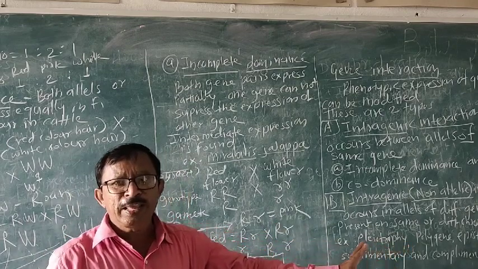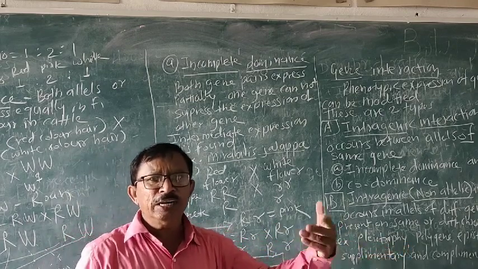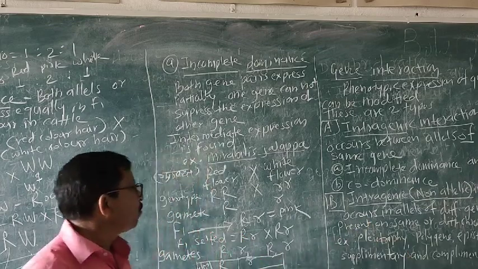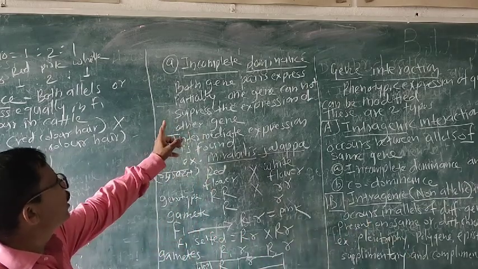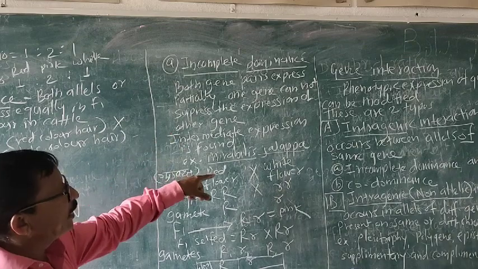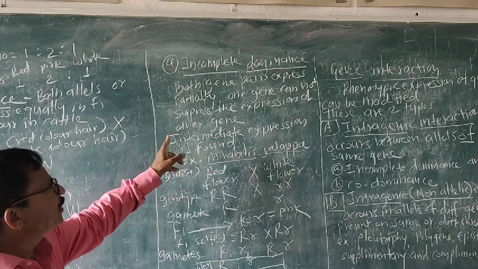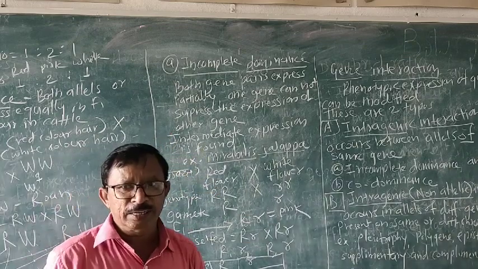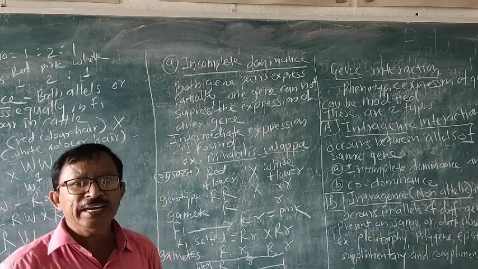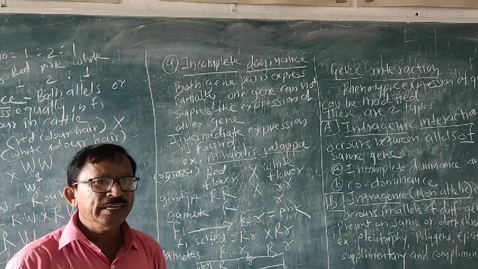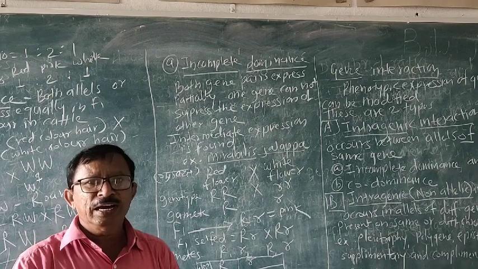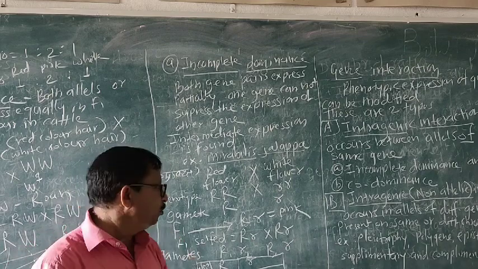A separate appearance of the color, or expression of the color, we will find, and this is called both gene pairs express partially. One gene cannot suppress the expression of the other gene. एक जीन दुसऱ्याच्या कॅरेक्टरला सप्रेस करत नाही, दोन्हीही एक्सप्रेस होतात आणि त्या ठिकाणी एक सेपरेट इंडिव्हिज्युअल तयार होतो.